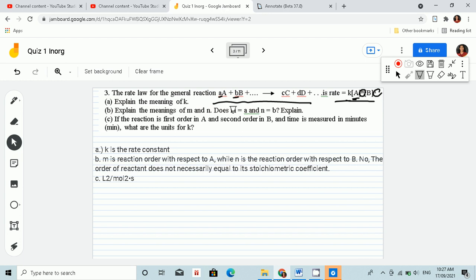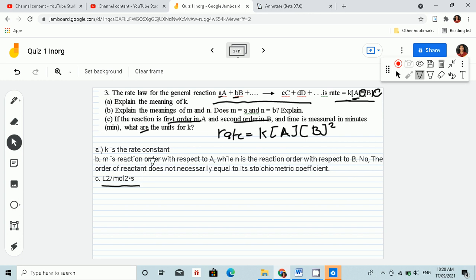Okay. And then, if the reaction is first order in A and second order in B, so the rate is equal to K, and then A is first order, then B is second order, so that is the square. And time is measured in minutes. Okay. What is the unit of K? Alright, so the answer is liter square per mole square second.